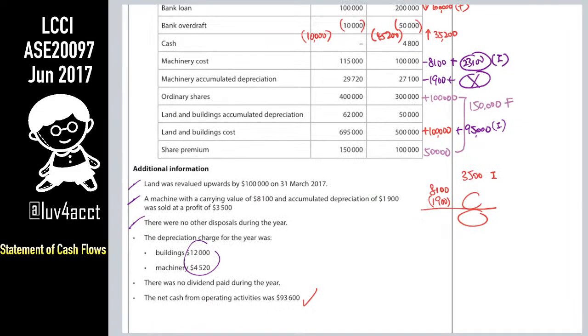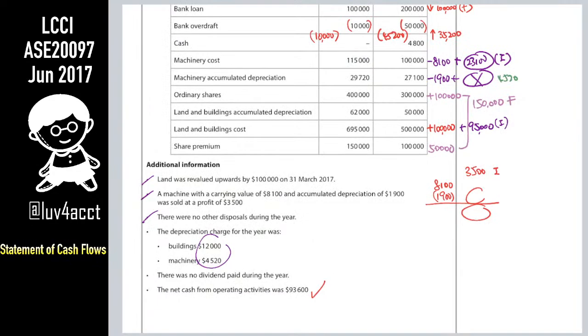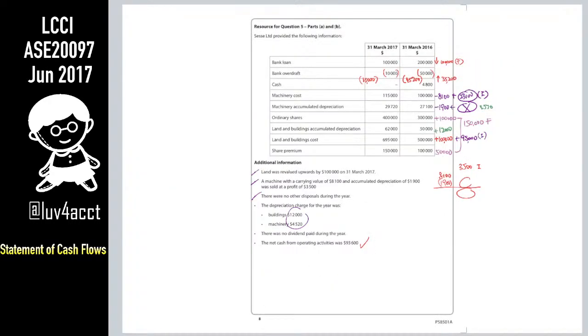Okay, so it says machinery 4520. Let us see, 27100 minus 1900 plus 4520. Yes, it is equal to the closing balance. And also for land and buildings, plus 12000. Yes, it is equal to the closing balance of accumulated depreciation.